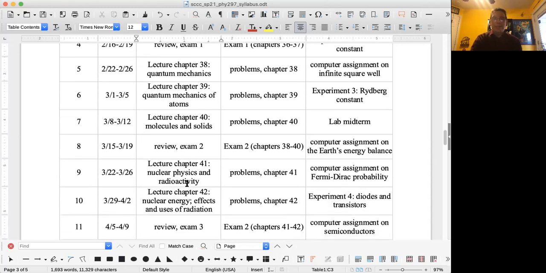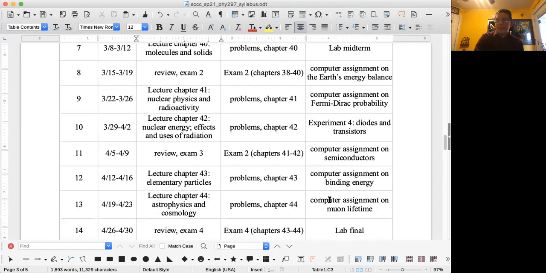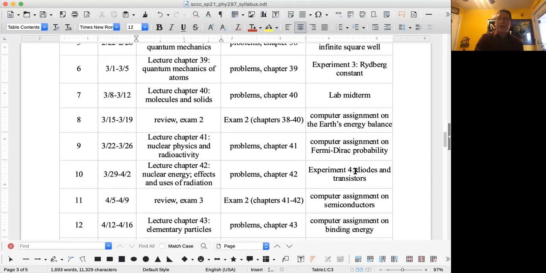Then we move on to chapter 41, and then problems from that, and then a computer assignment on Fermi-Dirac probability. Chapter 42, nuclear energy and the effects and uses of radiation. Problems on the Wednesday, then in person, and that will be the last of our in-person meetings, an experiment on diodes and transistors.